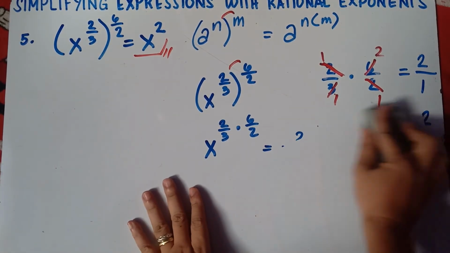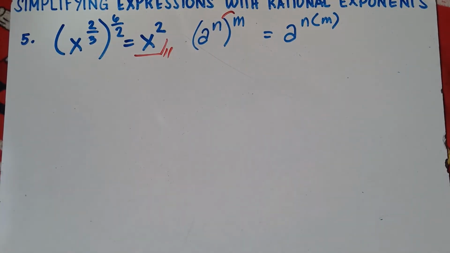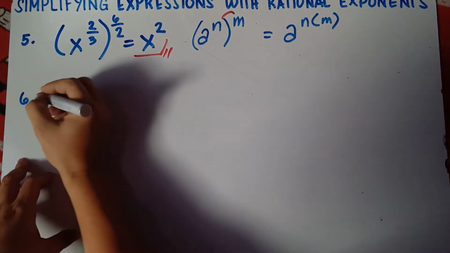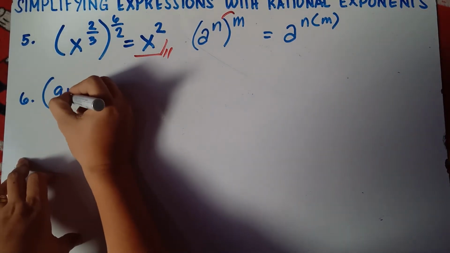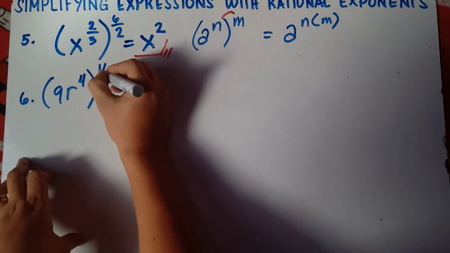Let's try another example, class. Another example. So what if we have, let's have a number, class. What if we have a number? Example number 6. 9r raised to the power of 4, quantity raised to the power of 1/2.